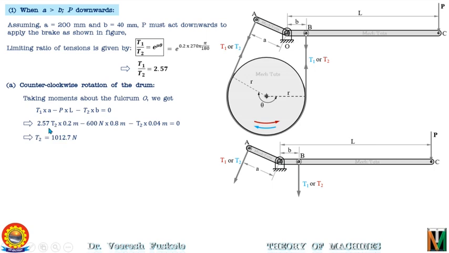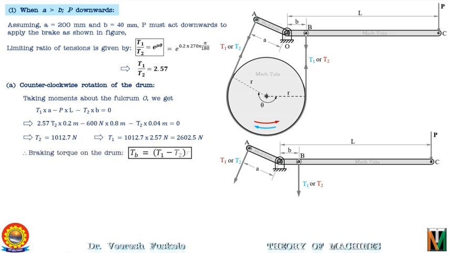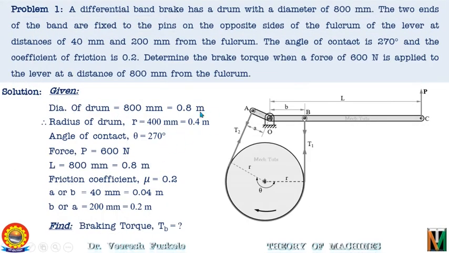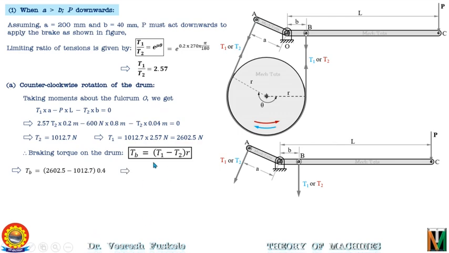Now putting the value of T2 in this equation, we can have T1 is equal to 1012.7 into 2.57. This will give us T1 as 2602.5 Newton. Now the braking torque is given by TB is equal to T1 minus T2 into radius of the drum R. Putting the values of T1, T2 and R, we have TB is equal to 2602.5 minus 1012.7 multiplied by 0.4. The radius of the drum is given as 0.4 meter. So we have from this TB is equal to 636 Newton meter.